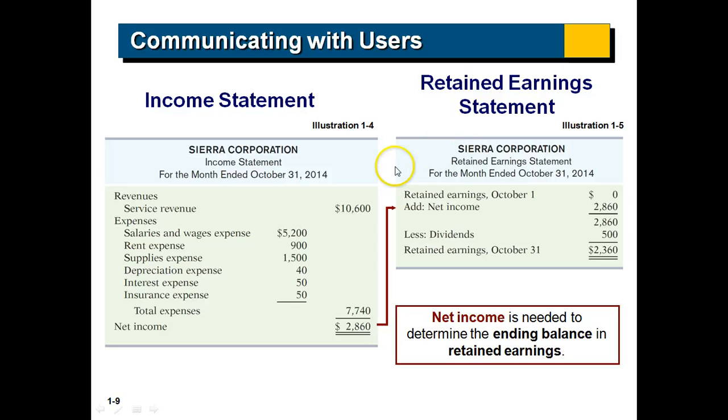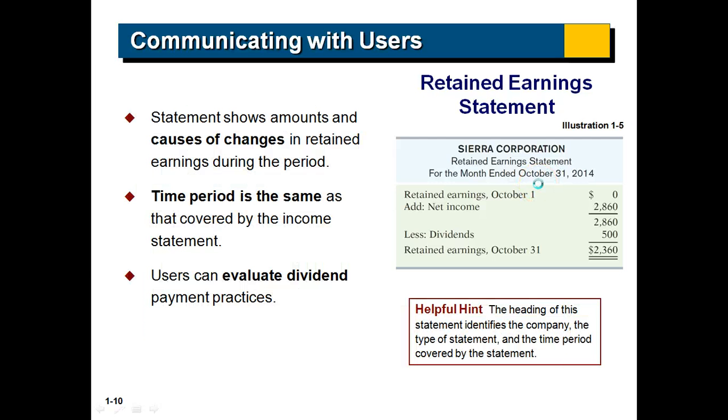Okay, so we can see then that in our sequence of financial statements, one has to first prepare the income statement, and then second, the retained earnings statement, because I couldn't prepare the retained earnings statement if I didn't know net income. Also notice, both of these financial statements are dated the same, for the month ended October 31st, 2014. So both cover a period of time.